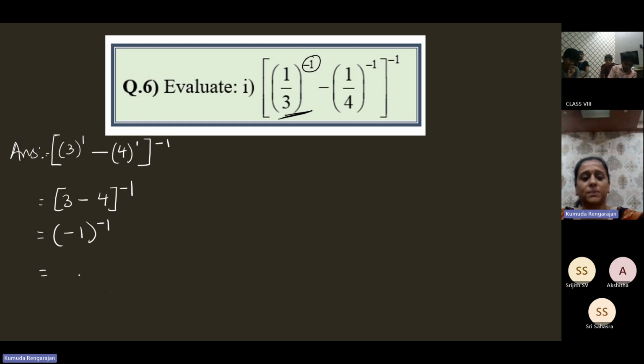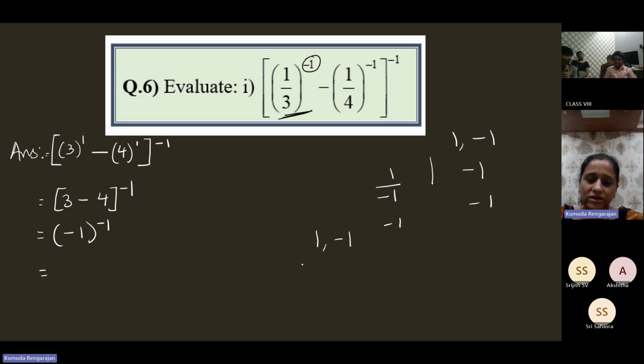Reciprocal of the base. What's the reciprocal of minus 1? Ma'am, 1 by minus 1. Yeah, which is? To the power 1. We know that 1 and minus 1 are their own reciprocals. The reciprocal of 1 is 1 only. The reciprocal of minus 1 is also minus 1 because it's 1 by minus 1. But what is 1 by minus 1? It's minus 1 only. So remember, 1 and minus 1 are their own reciprocals. The reciprocal of 1 is 1. The reciprocal of minus 1 is minus 1.